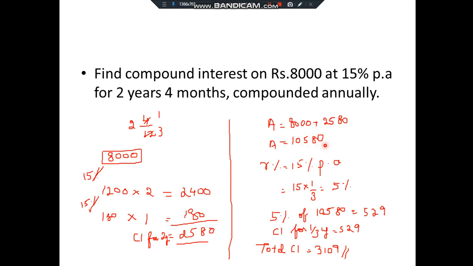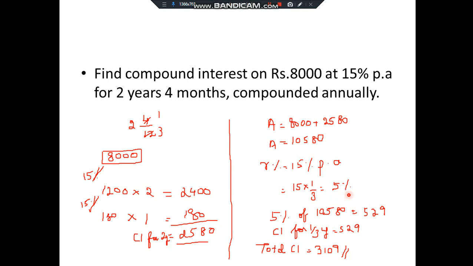Then rate of interest is usually given per annum, right? I hope all know this. So 15% is nothing but per annum rate of interest. We'll have to find only for 1/3 year, right? So 15% into 1/3 if you do, you'll get 5%. That is, for 1/3 year you will have a rate of interest of only 5% and not 15%.